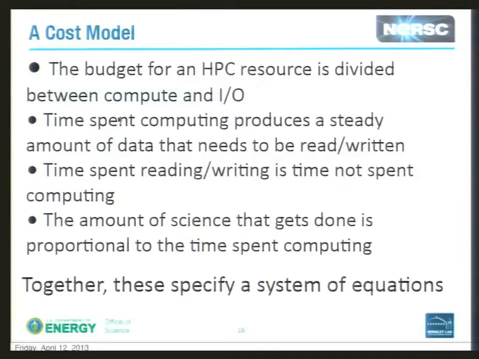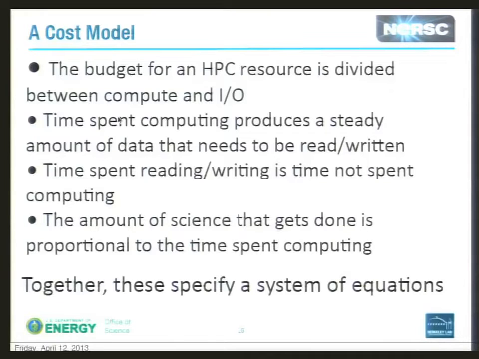And so obviously if you don't have very much I/O, if the I/O rate production is very low, then you can mostly compute and just a little bit of I/O. If your I/O production of your compute is very high, then you're going to compute for a little while, and then you're going to have to spend a lot of time doing your I/O. So that's the trade-off in that third bullet there.